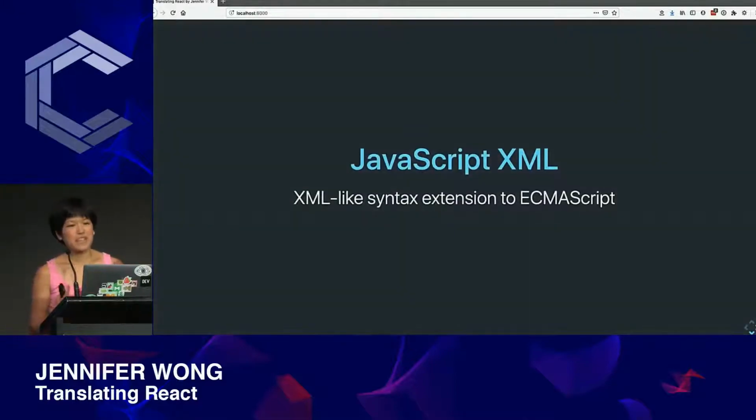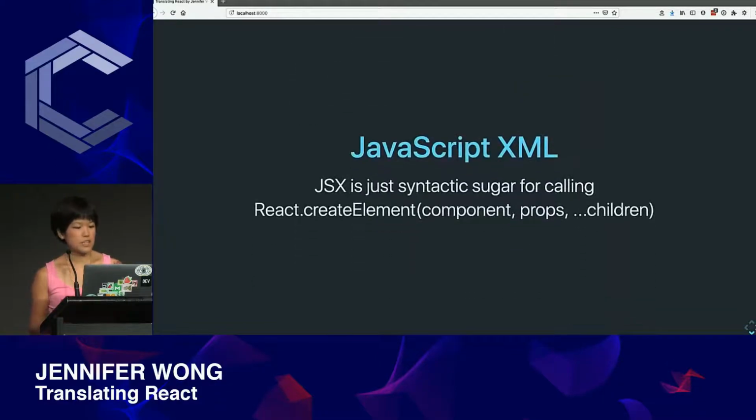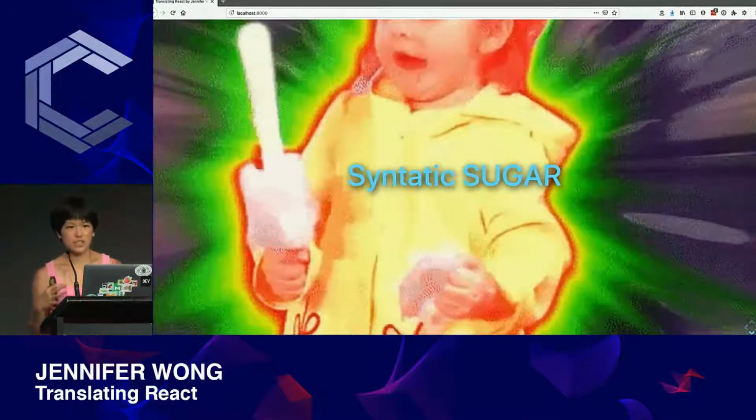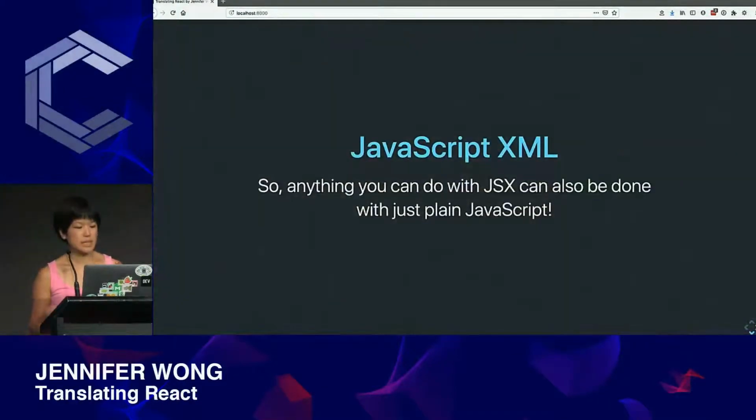Anyways, so what we're actually talking about is JavaScript XML. So it's an XML-like syntax extension to ECMAScript. In other words, JSX is just syntactic sugar for calling React.createElement. And we all love syntactic sugar in JavaScript. So basically what it's saying is that anything you can do with JSX can be done with just plain JavaScript.